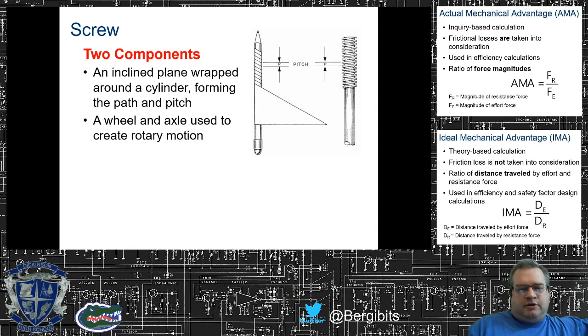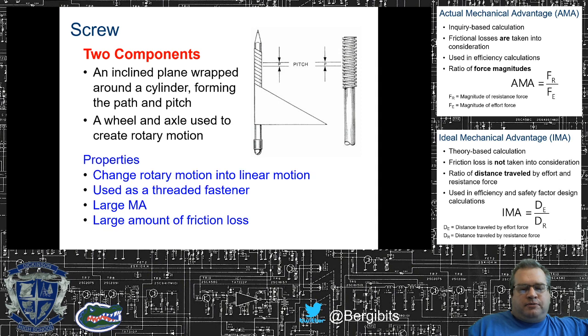A screw is an inclined plane wrapped around a cylinder, forming a path and pitch. It's a wheel and axle used to create rotary motion, so we're changing rotary motion to linear. As the screw turns, it's going to lift up in a linear motion. It's a large mechanical advantage, and a large amount of friction loss. That's important because you want these things to hold things together, so you want a large amount of friction.